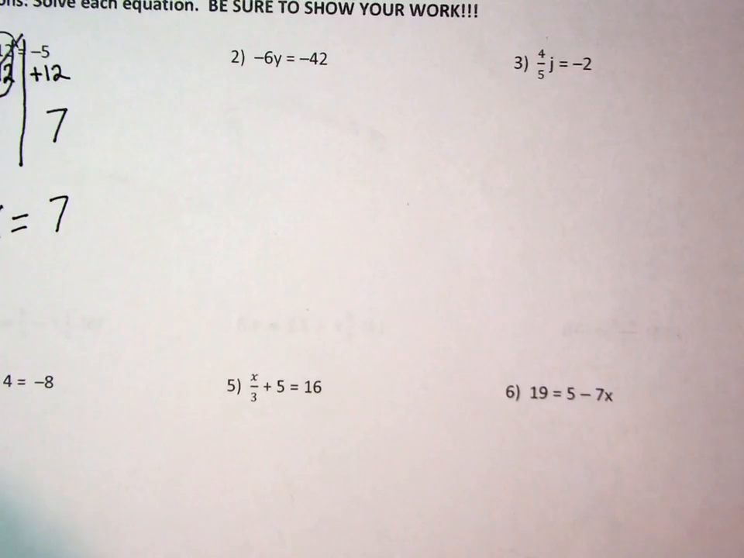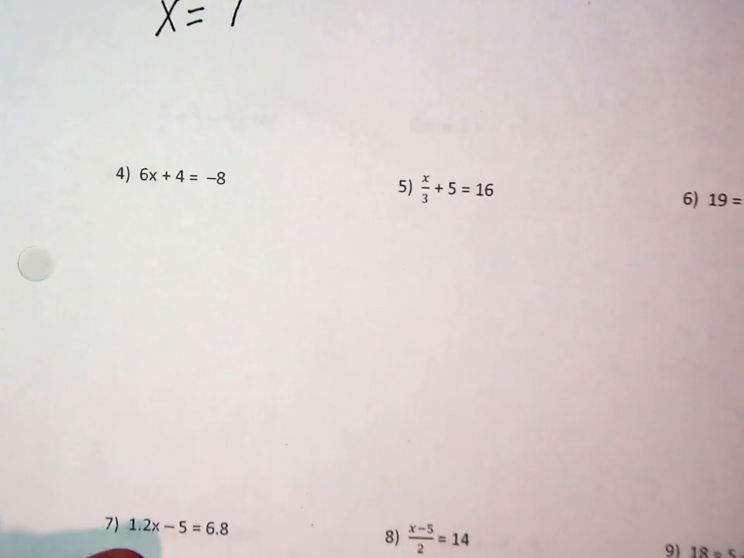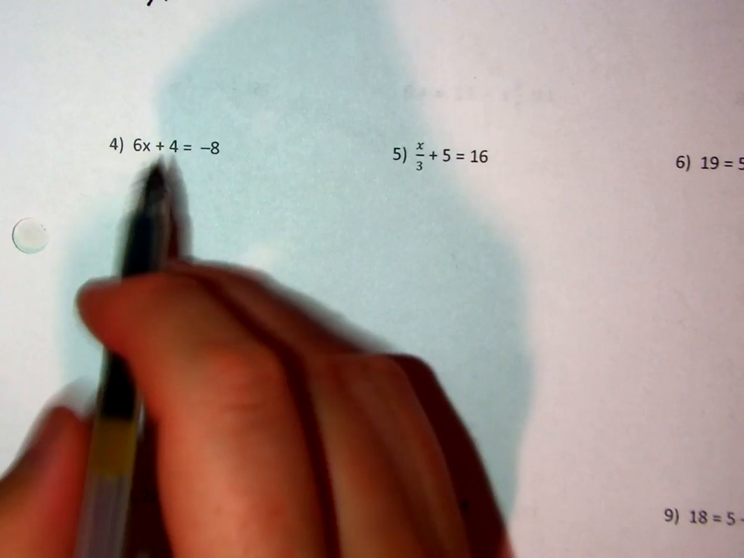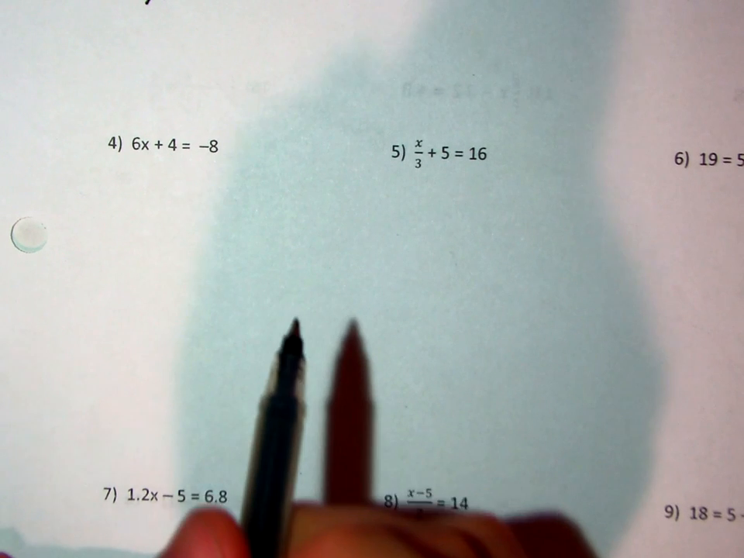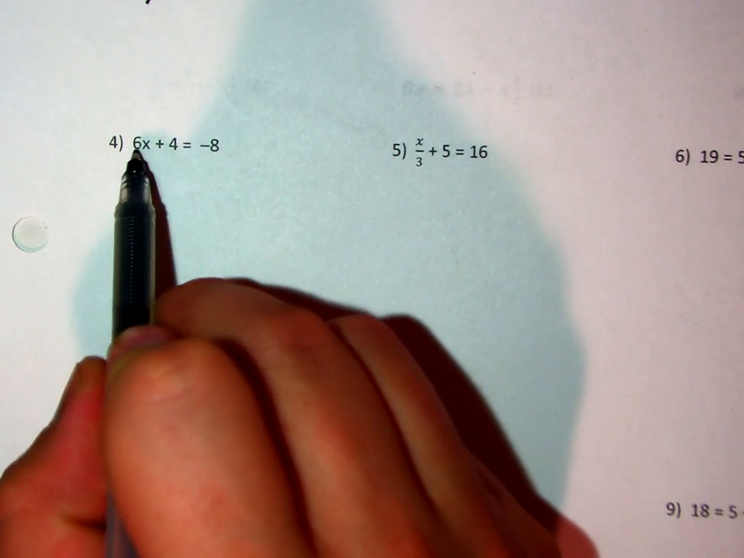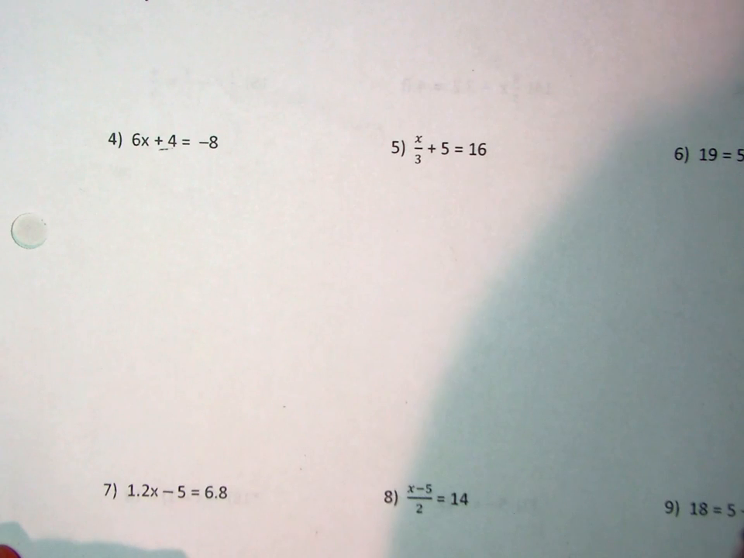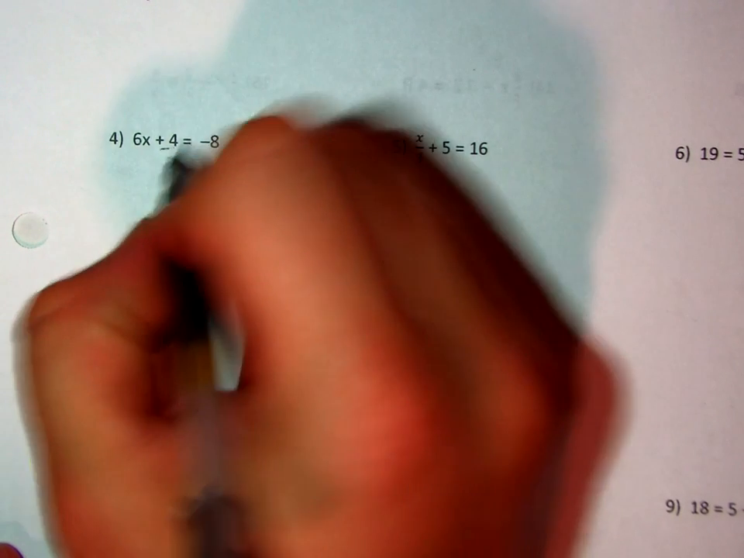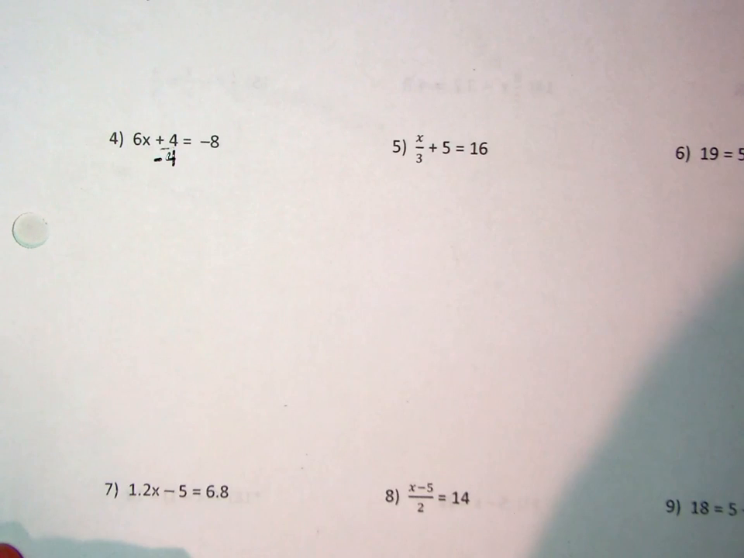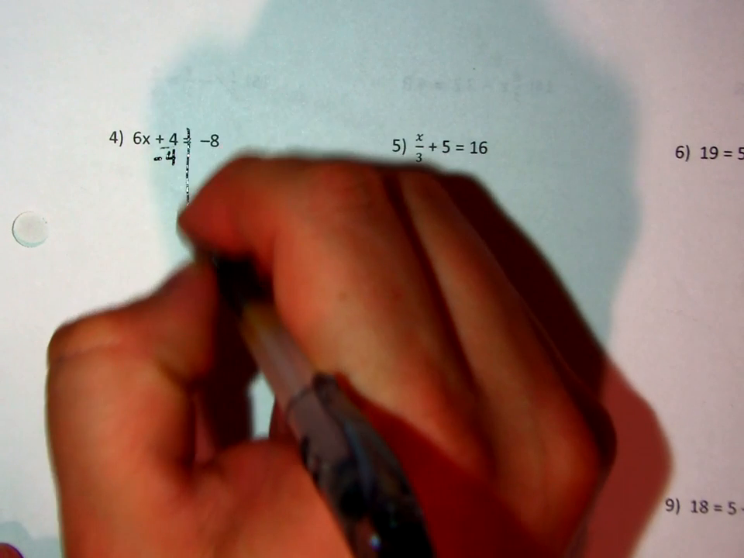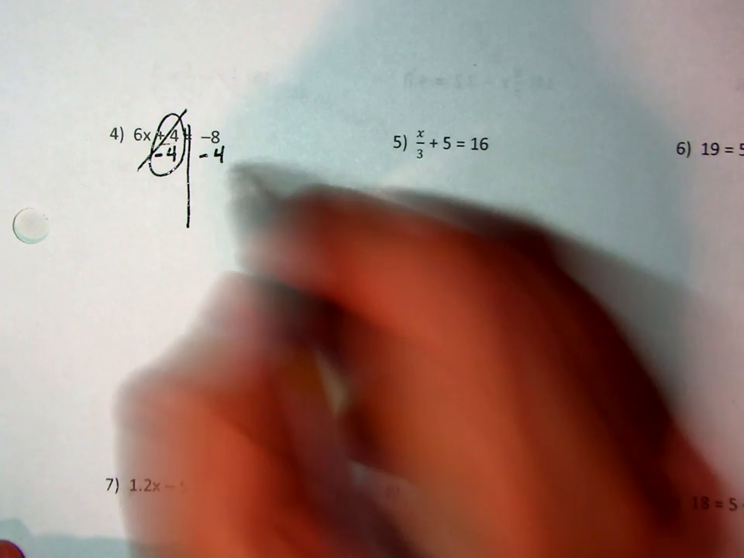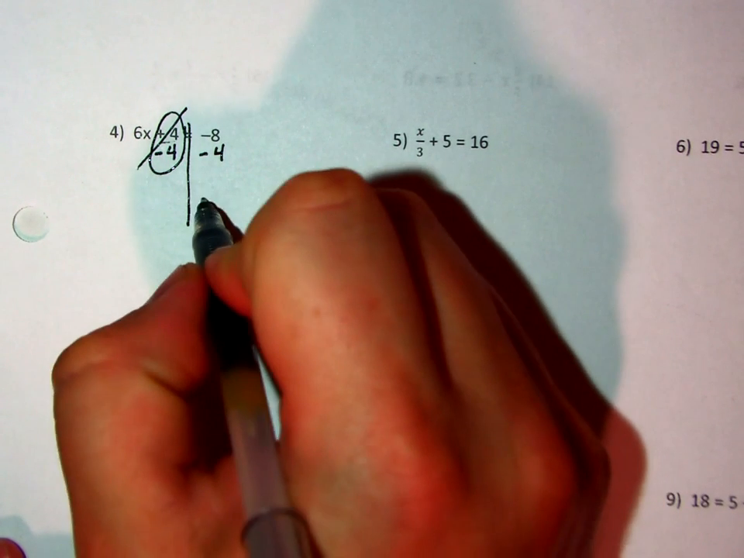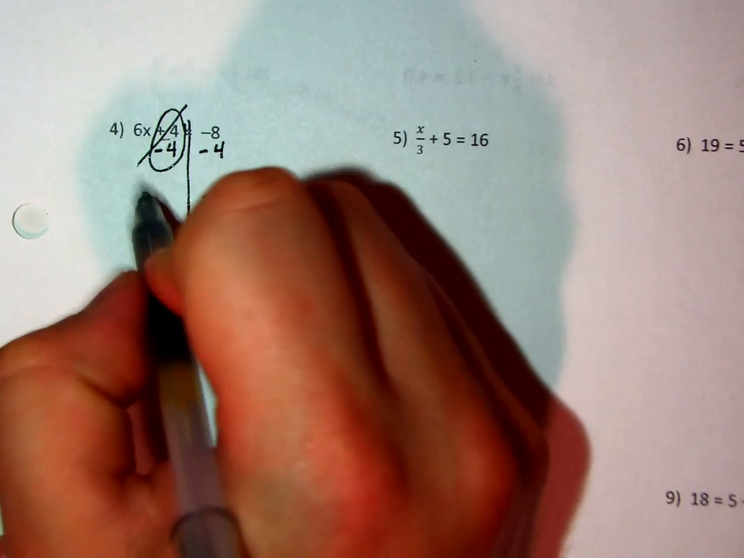Let's look at number 4. 6x plus 4 equals negative 8. Here again, we want to look and see, is there any subtraction or addition that is separated from our variable? And here we do. We have a plus 4. In order to get rid of the plus 4, I need to subtract 4 from the left side of my equation. And anything I do to the left side of my equation, I need to do to the right side of my equation. So positive 4 minus 4 will give me 0. Negative 8 minus 4 gives me negative 12.